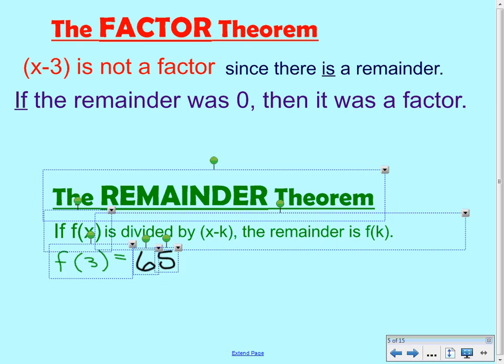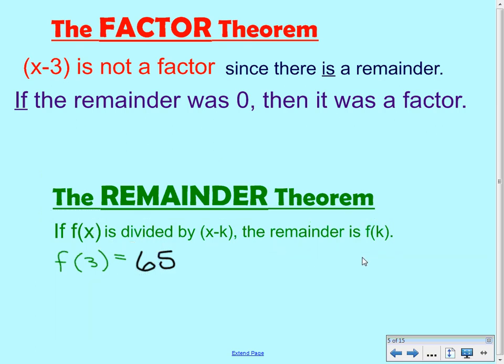We just found out that x minus 3 is not a factor since there is a remainder, and the remainder was 65. If the remainder was 0, then x minus 3 would be a factor, and also the number 3 would be a 0 of the equation. So we would even know that the graph would go through 3 somehow. All right. That's related to the remainder theorem. Both of these go hand in hand.